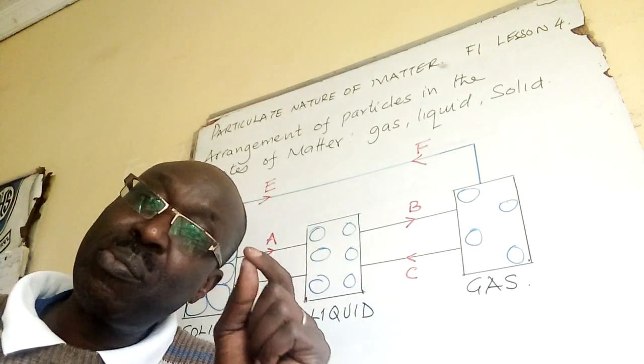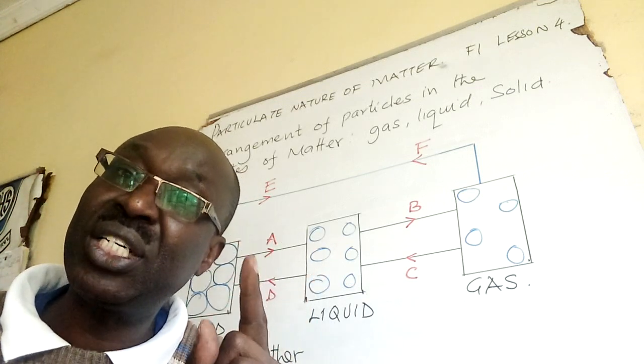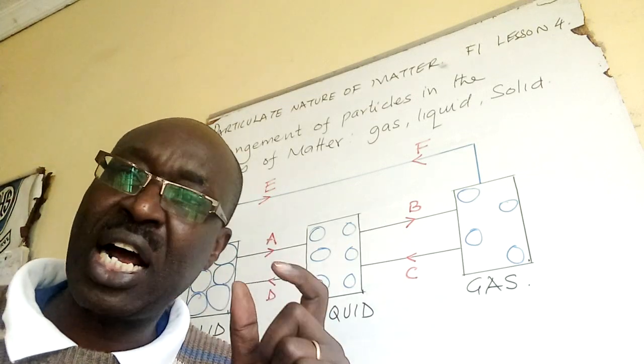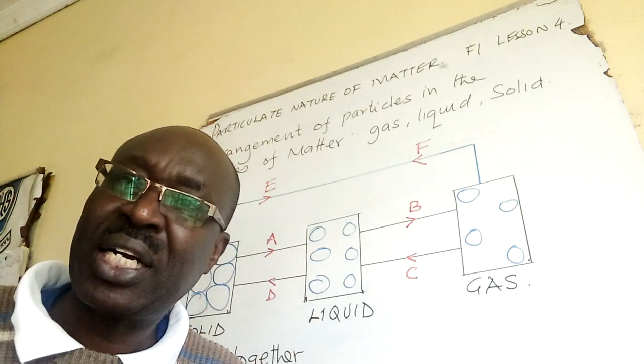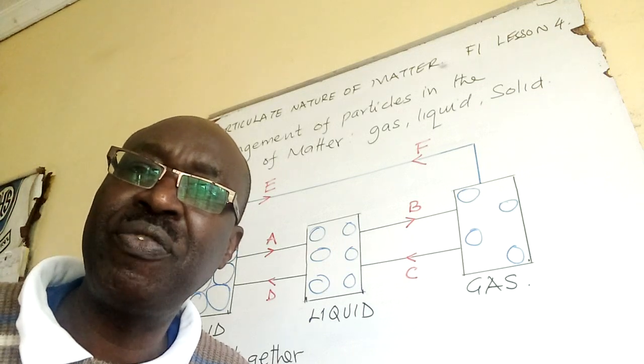So whenever particles are free to move, that kind of motion is also referred to as Brownian motion. So Brownian motion exists in liquid and in gaseous state. It is a motion that is random. It can happen anytime, and it has no specific direction.